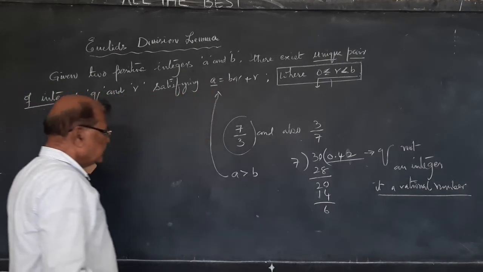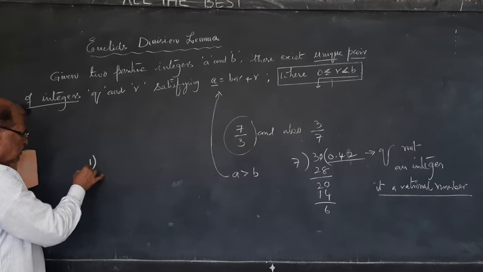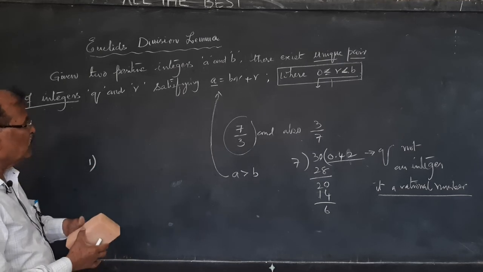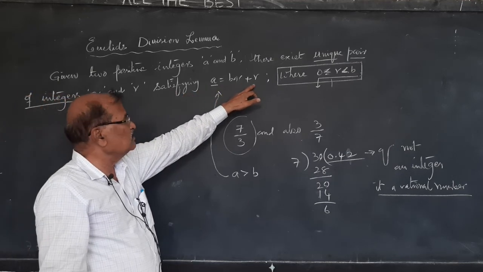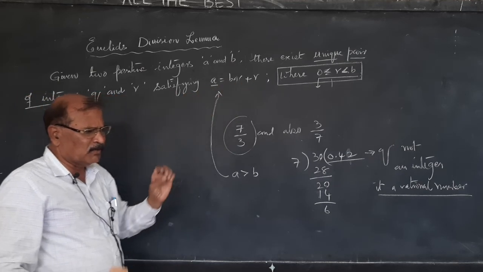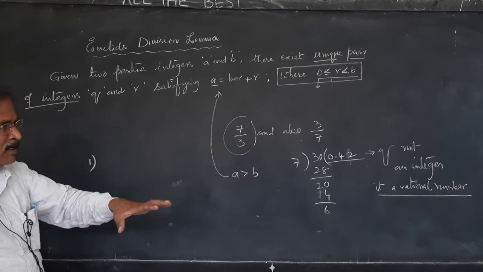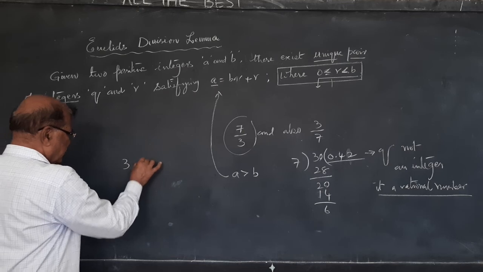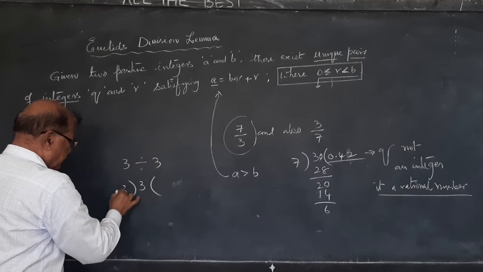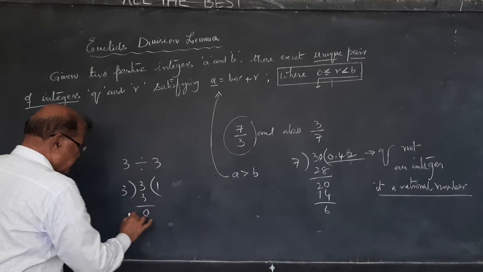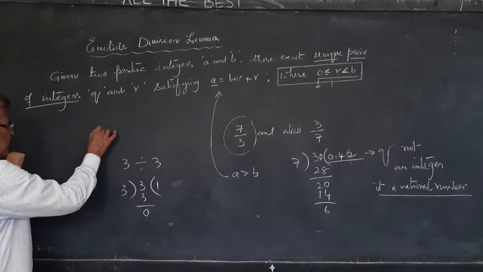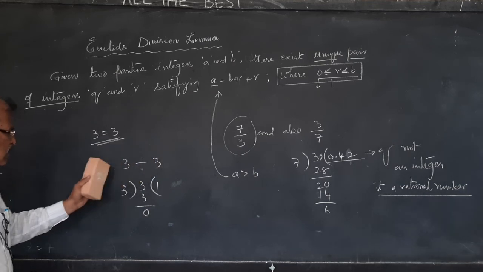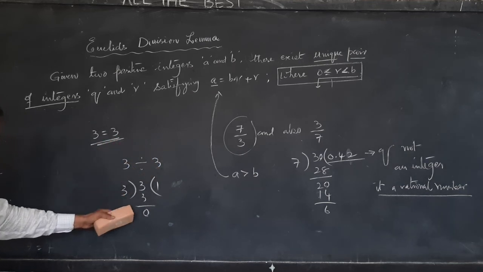Second one is, please select your own two numbers, any two numbers, and check yourself whether this relation is satisfied or not. Take your own numbers, one greater, another one smaller. If both are equal, what happens? For example, 3 divided by 3, 3 ones are 3, remainder 0. So, when dividend and divisor are both equal, we will be getting R as 0.